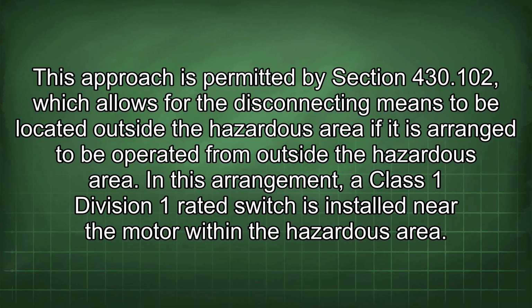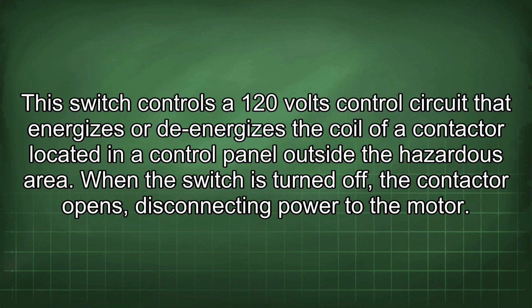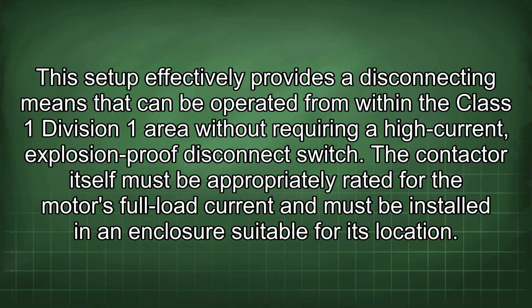In this arrangement, a Class 1 Division 1 rated switch is installed near the motor within the hazardous area. This switch controls a 120 volts control circuit that energizes or de-energizes the coil of a contactor located in a control panel outside the hazardous area. When the switch is turned off, the contactor opens, disconnecting power to the motor. This setup effectively provides a disconnecting means that can be operated from within the Class 1 Division 1 area without requiring a high-current, explosion-proof disconnect switch.